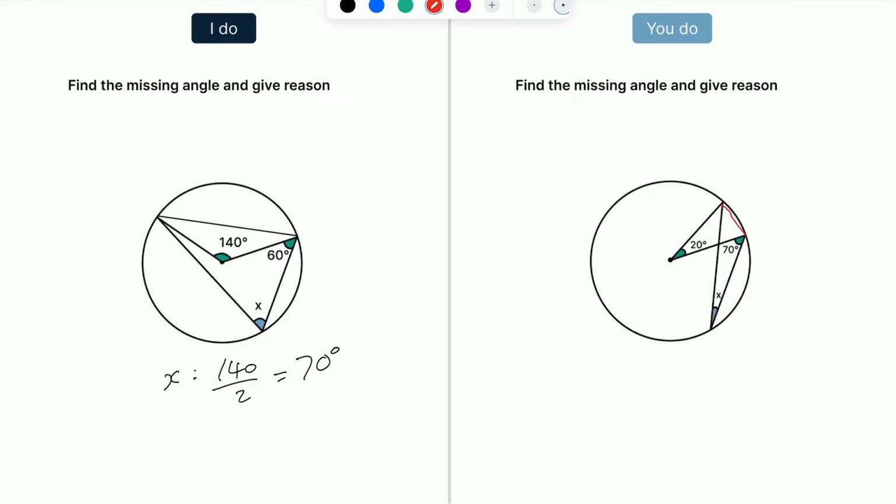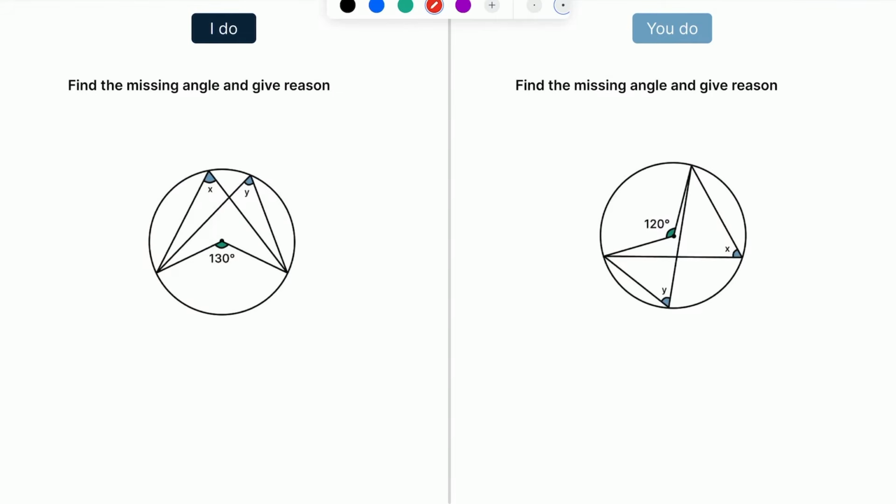The chord is creating the angle at the center, which is that one there. And the chord is also creating an angle at the circumference, which is that one there. So that means x is 10 degrees, because the angle at the circumference is half the angle at the center. So 20 divided by 2. And again, please remember, state your reason: angle at the center.